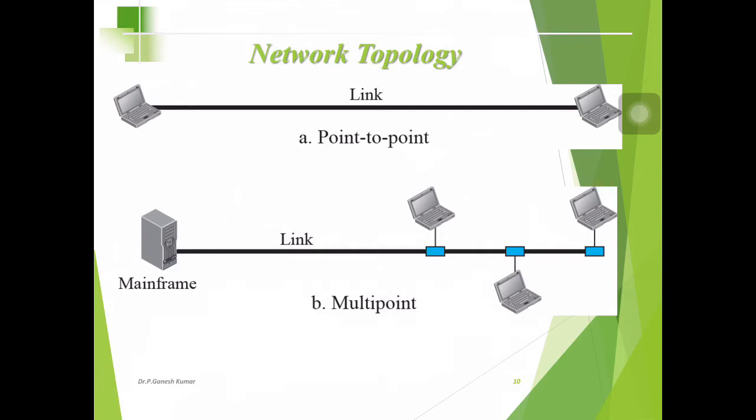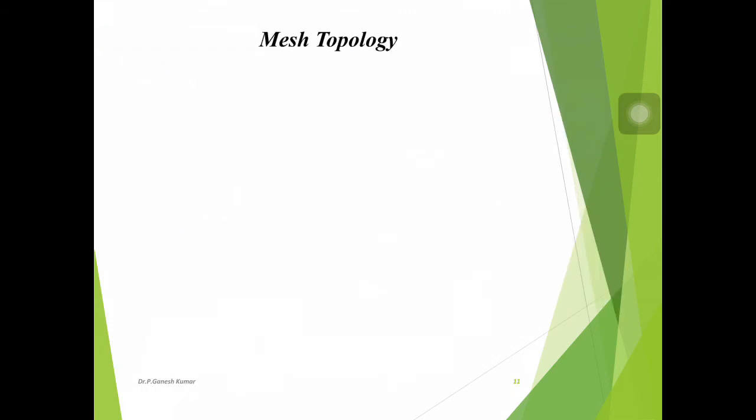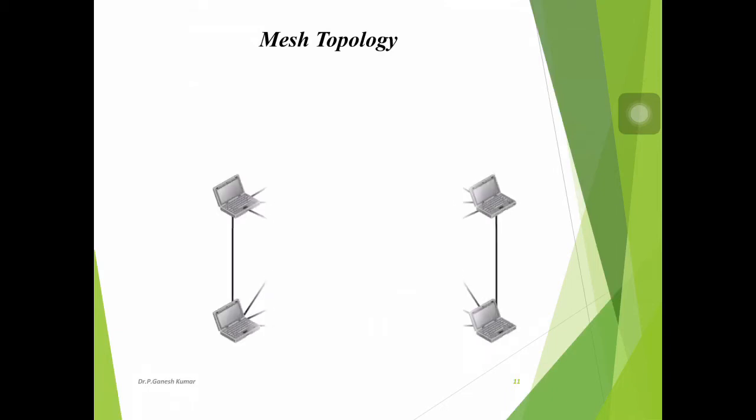And the next one is multi-point. There will be some mainframe with high capacity links. Multiple devices can share the same link or same medium to exchange the data. Now we can see some of the basic topologies. The first one is a completely interconnected topology. That topology is named the mesh topology.